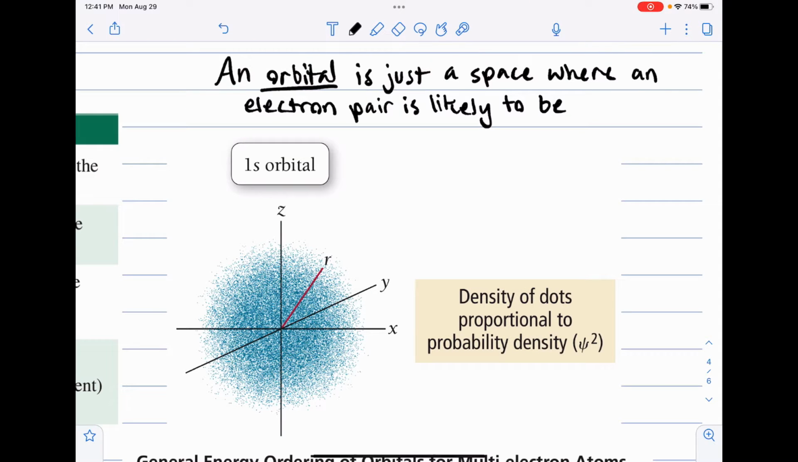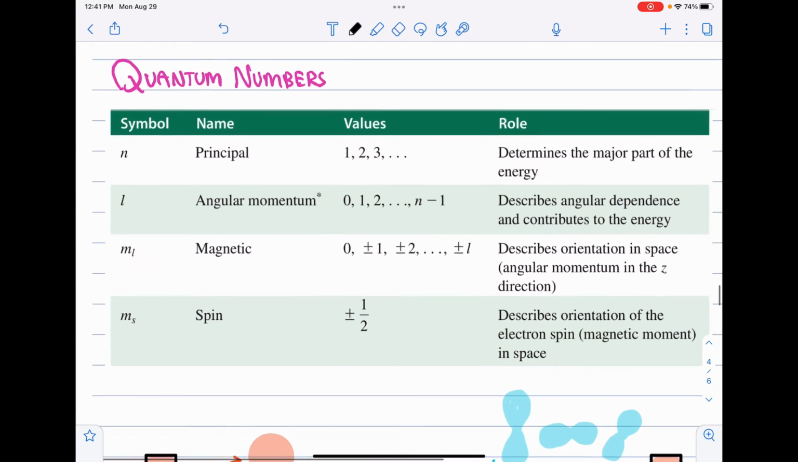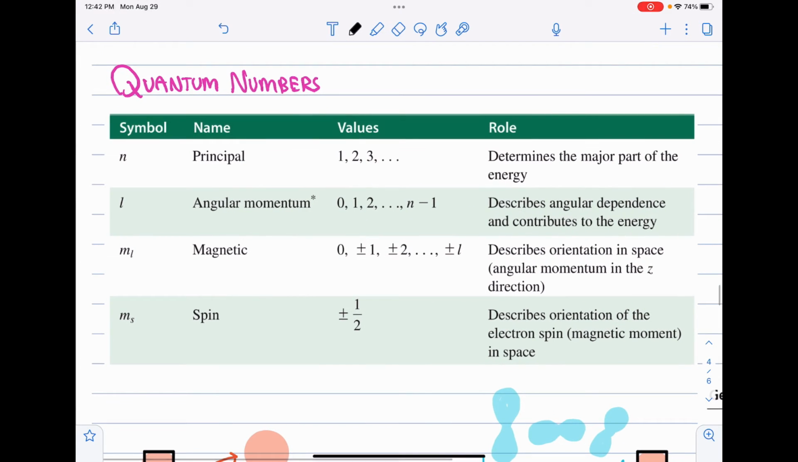And when we describe these orbitals, we like to use a set of numbers and we call them quantum numbers. So there are 4 different quantum numbers, and basically every orbital has a unique set of these 4. You can't have 2 orbitals that have the exact same quantum number for each of these 4 categories. So the first quantum number is called the principal quantum number, and this just says what energy level you are on. Are you on level 1, level 2, level 3, all the way up until level 7?